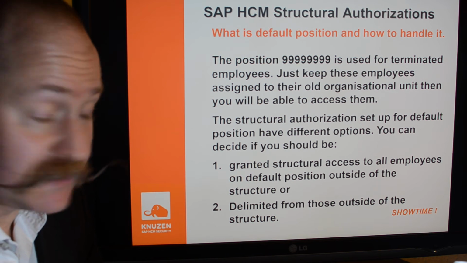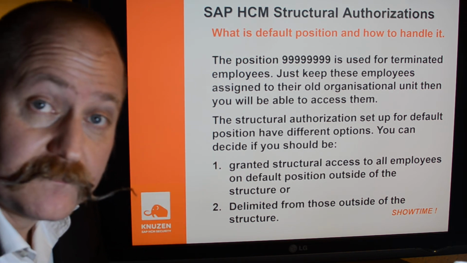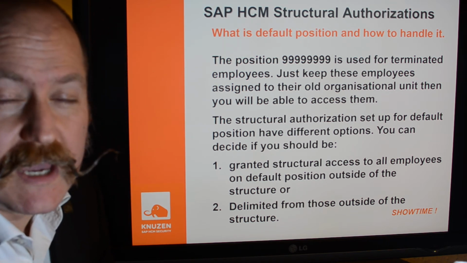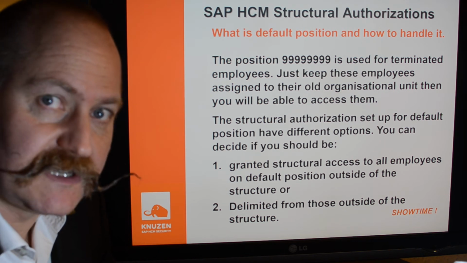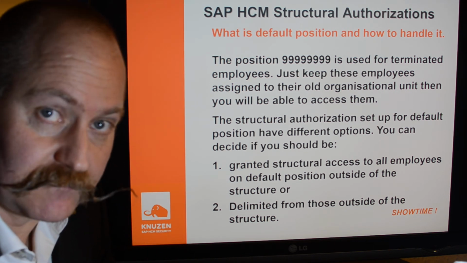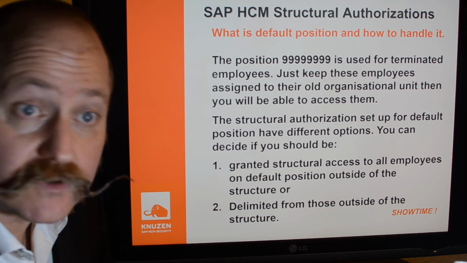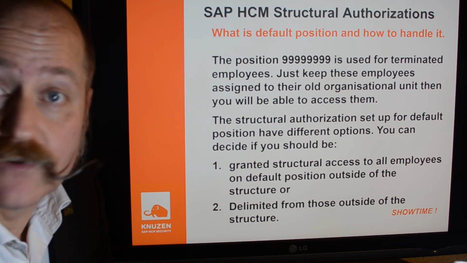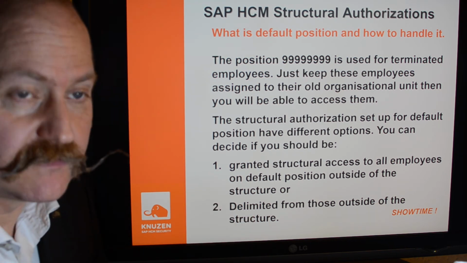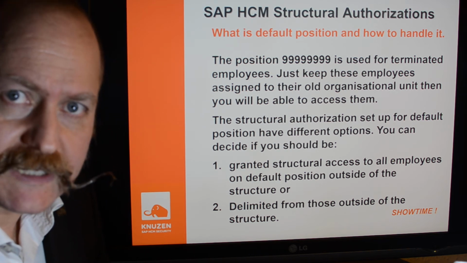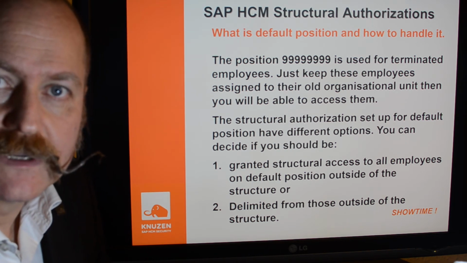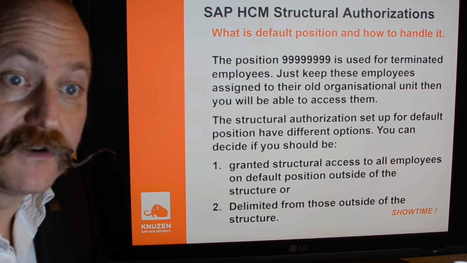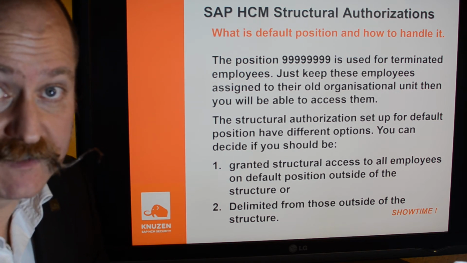Then we have this default position regarding the terminated employees, the 99999 position. It's used for terminated employees, and as long as you keep them assigned to an organizational unit, you'll be able to access them from a structural point of view. The structural authorization setup for the default position can be customized, and you have different kinds of options. I just mentioned two, there's actually four. But one is to grant access to employees on the default position who are outside the structure, or to delimit them from granting access.